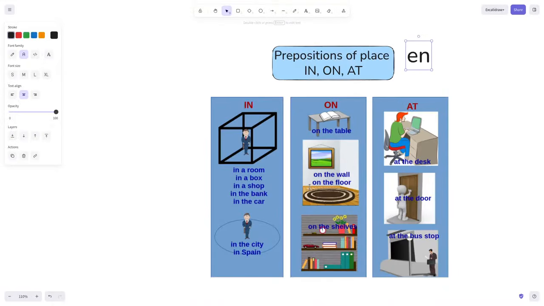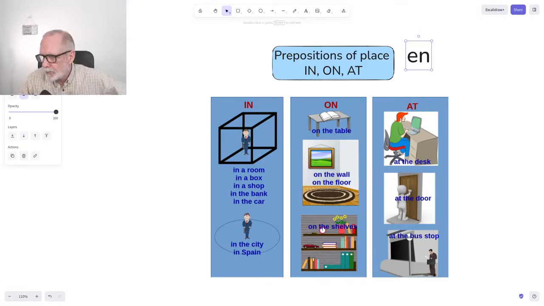Ok, vamos a seguir con la clase de hoy. Entonces, in, on y at. Perdón, debería prender mi cámara también. In, on y at. Vamos a ver las reglas básicas para que puedan saber cuándo tienen que usar in, cuándo tienen que usar on y cuándo tienen que usar at.